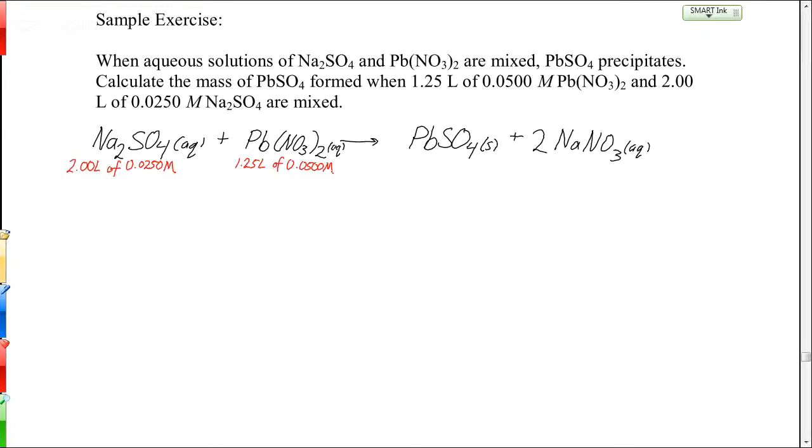You get an equation something like that, and then I just wrote the solution quantities. So how do we get moles from those solution quantities? You just multiply them together. Molarity, molar, is moles per liter. So you multiply that by liters, and you get moles.